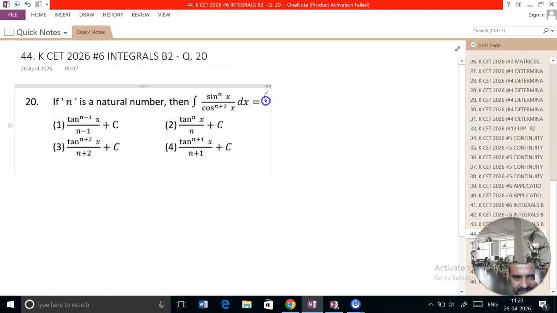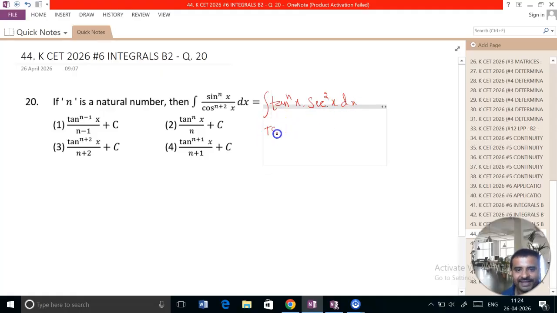Here this integral can be written as sine power n x by cos power n plus 2 x. Sine power n by cos power n is tan power n x, and what we left out is 1 by cos square x. And what is 1 by cos square x? It is secant square x with respect to x.